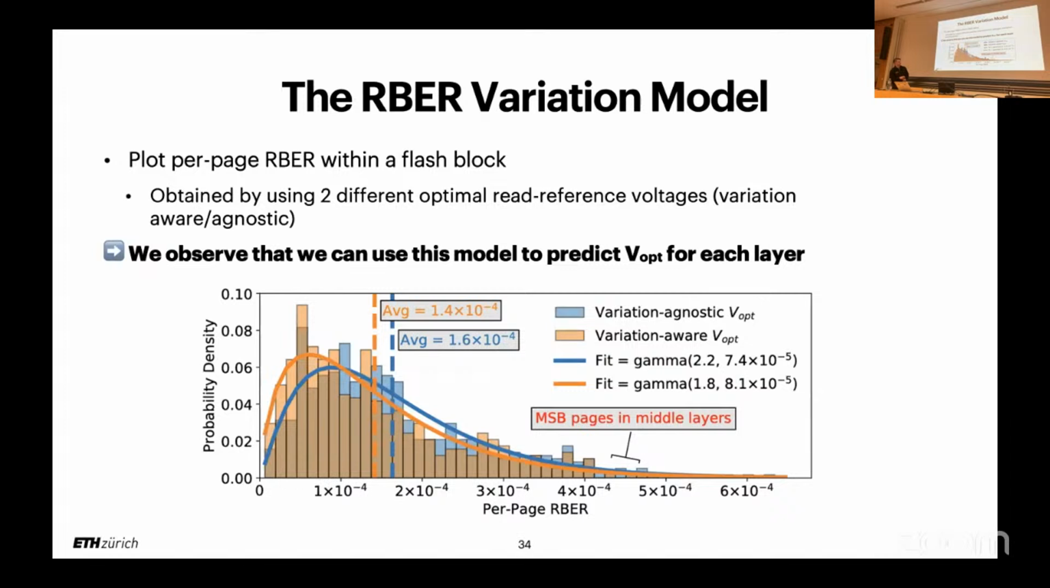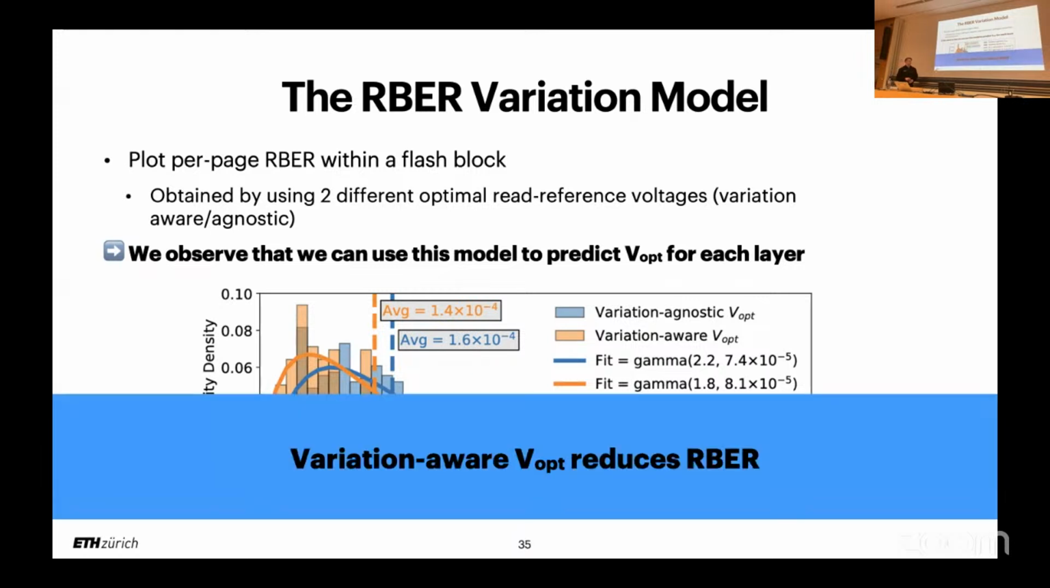error rate, and this distribution of errors across different layers is approximately gamma distributed. Now, if we use this variation aware VOPT, which is aware of the differences between layers, then we can see the average shifts to the left. So on average, we'll have fewer errors. And basically, this is the main takeaway from the slide.